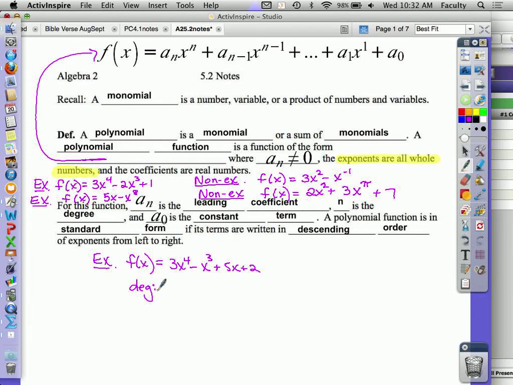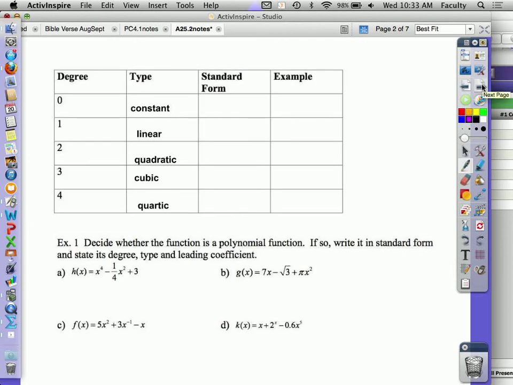Noah, what's the degree? I don't know. Okay, degree is the highest exponent. It's 4, right? And then McKenna, what would be the leading coefficient? The leading coefficient is what's in front of the degree term. It's 3, okay? And this is descending order, so that's considered standard form. Does everybody have all that filled in? All right, good. Now we have this table.